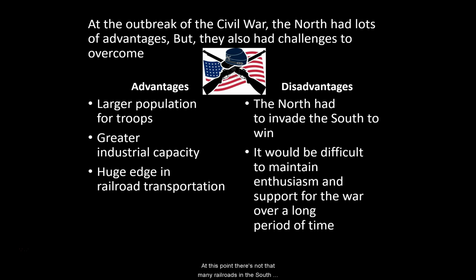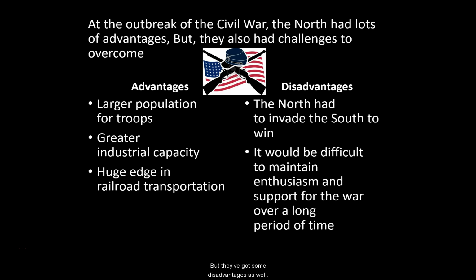At this point, there's not that many railroads in the South. And even where there are railroads, they're not always interconnected. So the transportation aspect is also quite large.